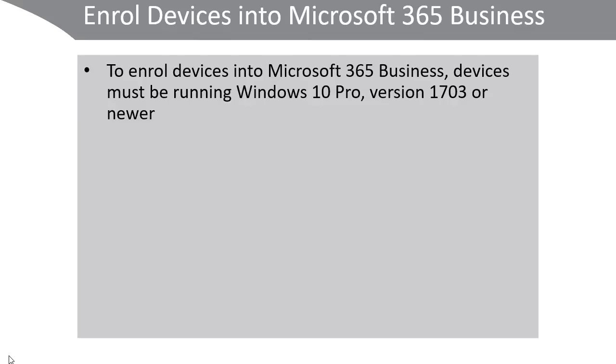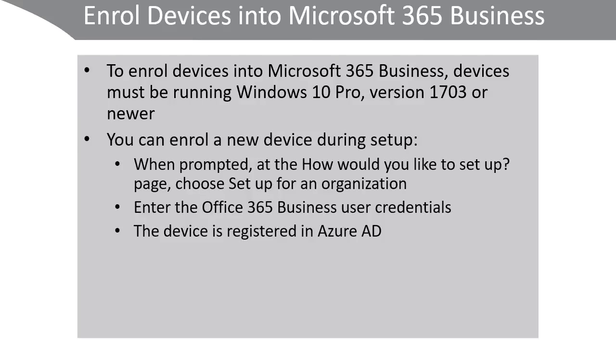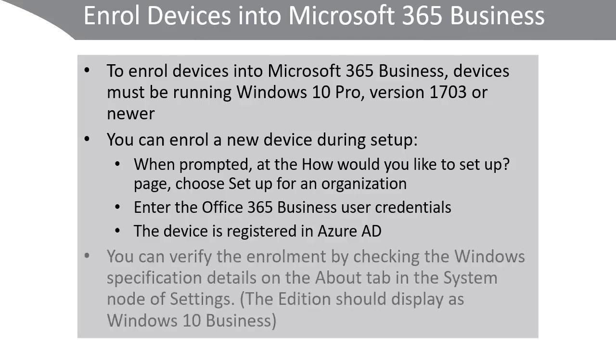To enroll devices into Microsoft 365 Business, devices must be running Windows 10 Pro version 1703 or newer. You can enroll a device during setup. When prompted at the How would you like to set up page, choose Set up for an organization. Then enter the Office 365 Business user credentials, and then the device is registered for you in Azure AD. You can verify this enrollment by checking the Windows specification details on the About tab in the System node of Settings. The edition should display as Windows 10 Business.